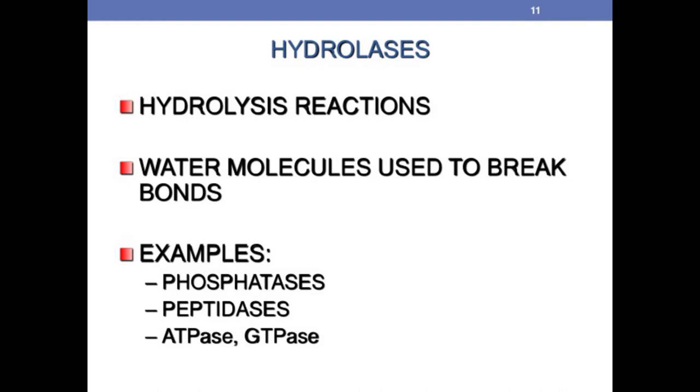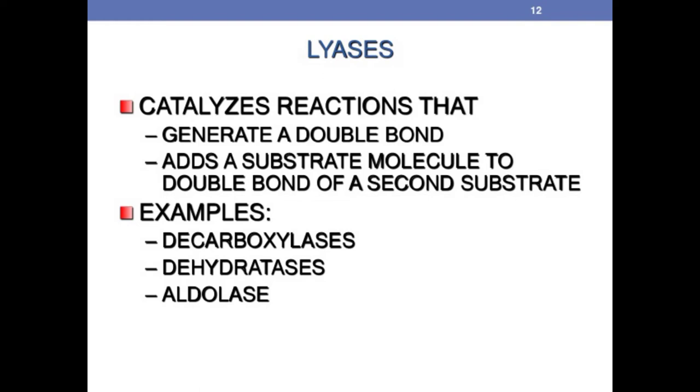An example: phosphatase, peptidases, and ATPases and GTPases. Then lyases catalyze reactions that generate a double bond, or add a substrate molecule to the double bond of a second substrate. Examples are decarboxylase, dehydratase, and aldolase.